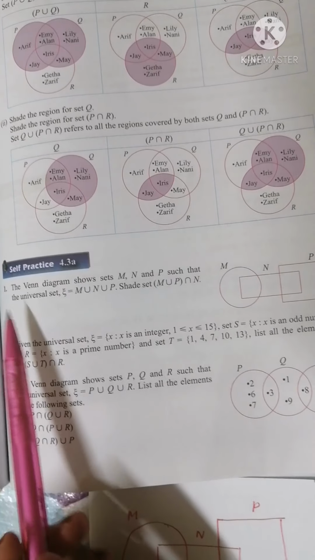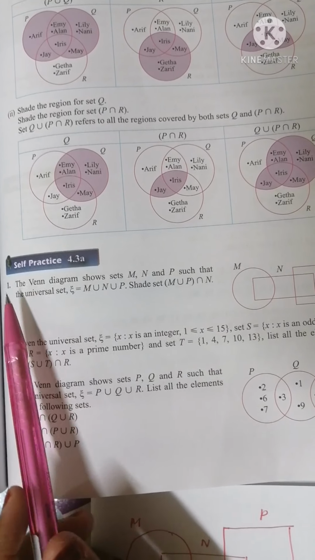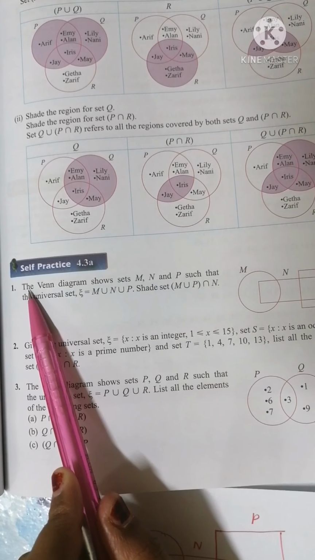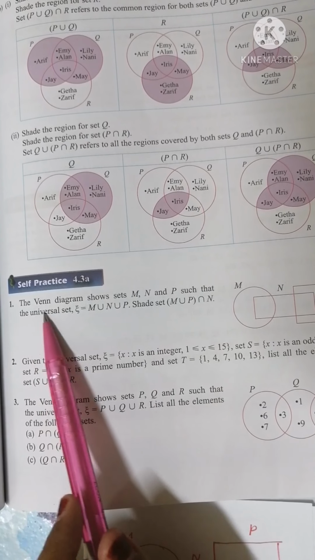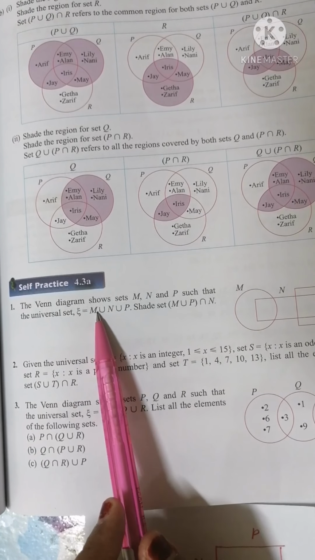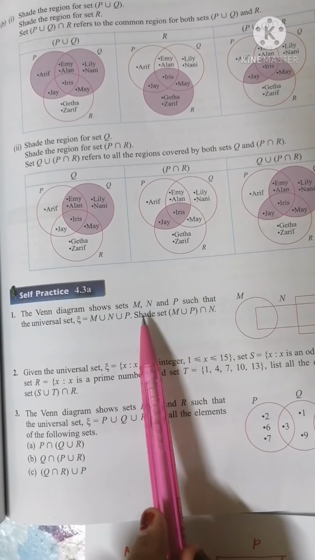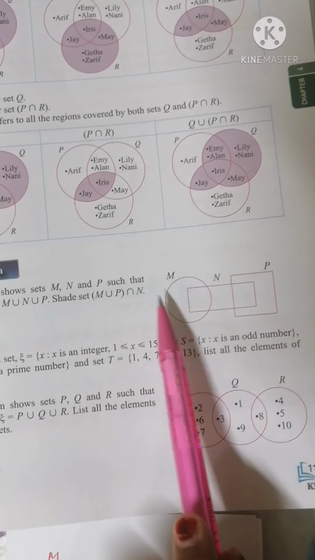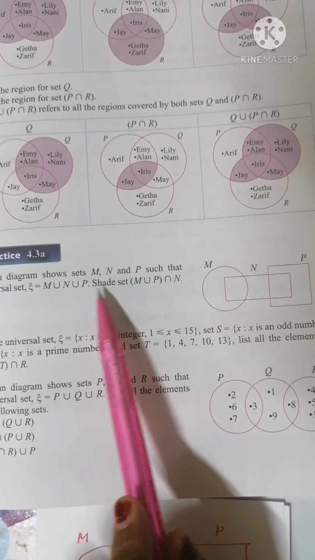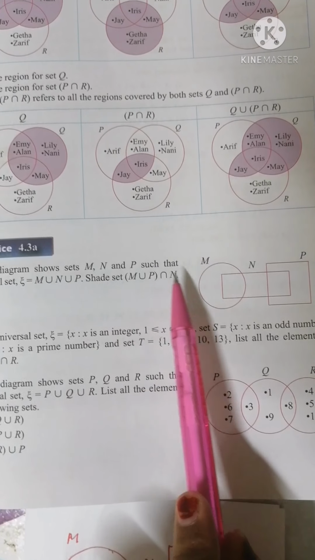Okay, now class, let's look at self-practice 4.3a. This is question 1. The Venn diagram shows sets M and P such that the universal set is equal to M union N union P. Shade the set M union P intersect N. So this is the Venn diagram given. The question wants you to shade this set, M union P intersect N.